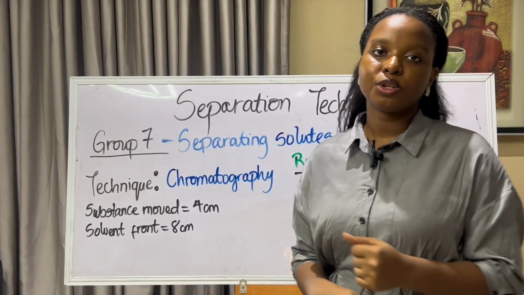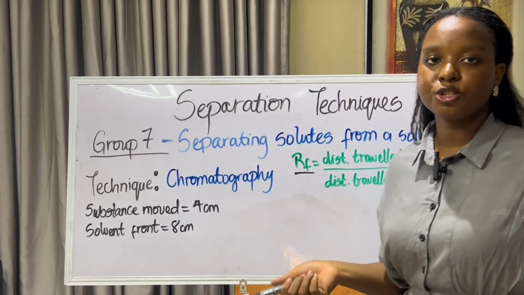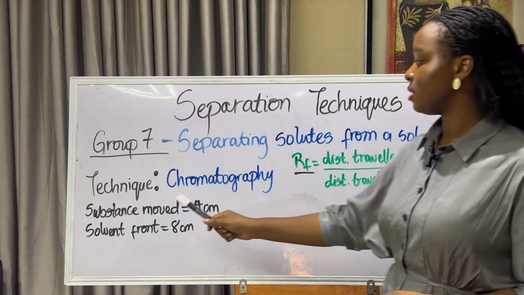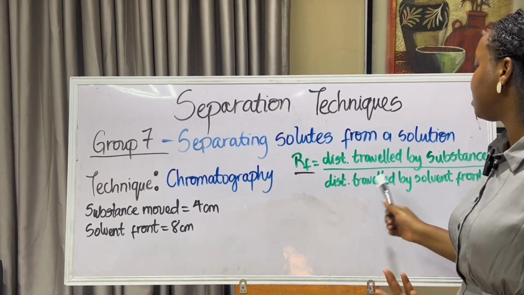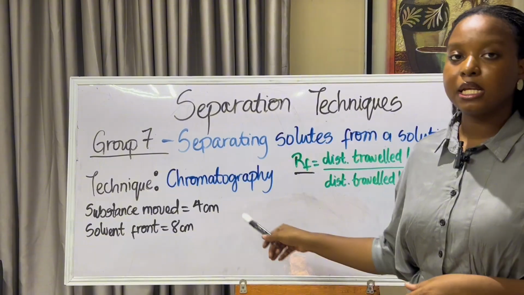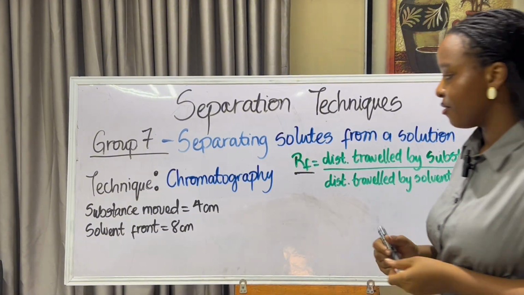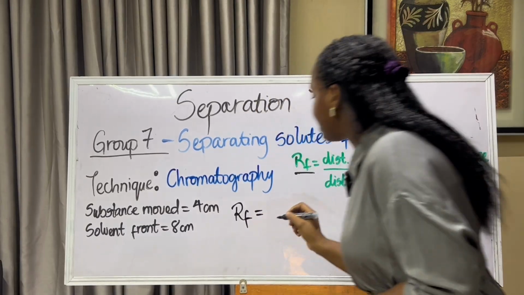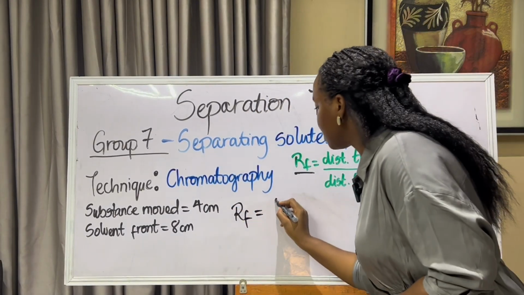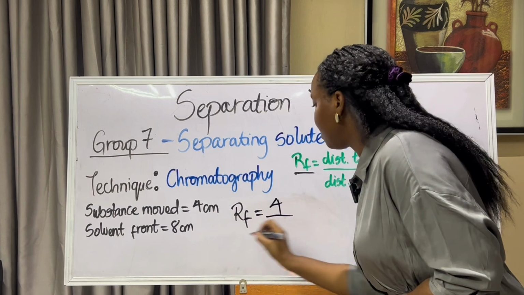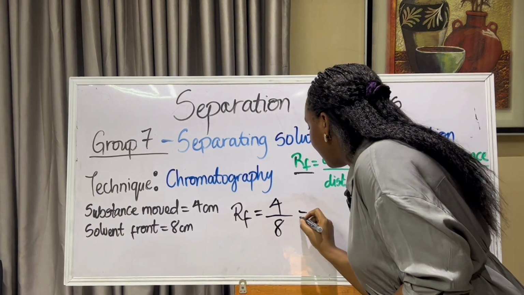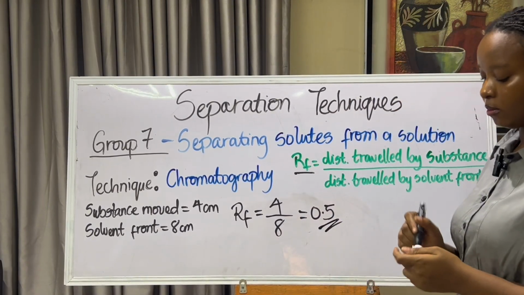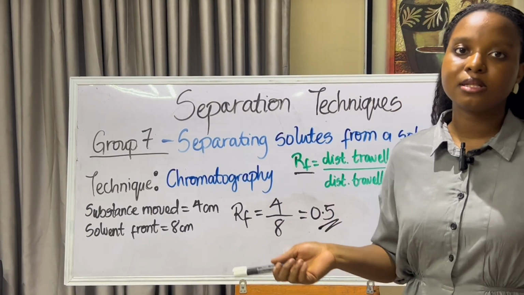So let's solve this question quickly. Let's say you are given a question and then you've extracted the values. The distance traveled by the substance is 4 centimeters and the distance traveled by the solvent front is 8 centimeters. What would be your Rf? Your retardation factor will be 4 centimeters divided by 8 centimeters, and that will give you 0.5. So that's your answer, and it's that simple, literally.